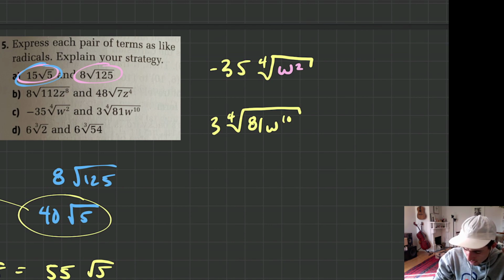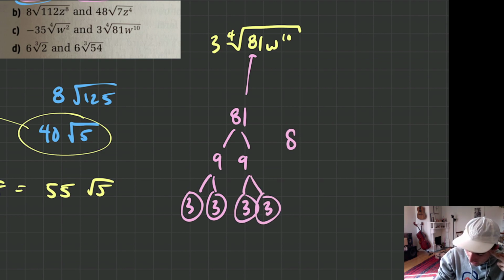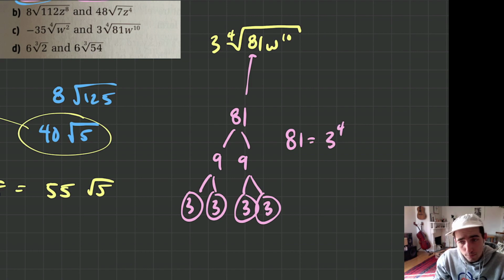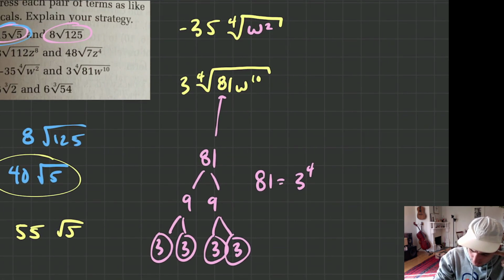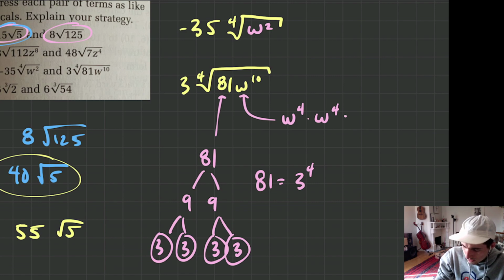So let's go ahead and do that. Let's see if we can take anything from this 81. Let's see if we can write that as a prime power composition. In other words, let's see if we can factor this completely. I know that 81 is 9 times 9, and 9 is 3 times 3. These are prime numbers. So it looks like 81 is equal to 3 to the power of 4. Perfect. Now let's think about w to the 10. Let's see if we can split that up into powers of 4 and see what's left over. So I would have w to the power of 4 times w to the power of 4 times w squared. Right? And that's what w to the 10 is, because I've got 4 plus 4 plus 2 is 10.